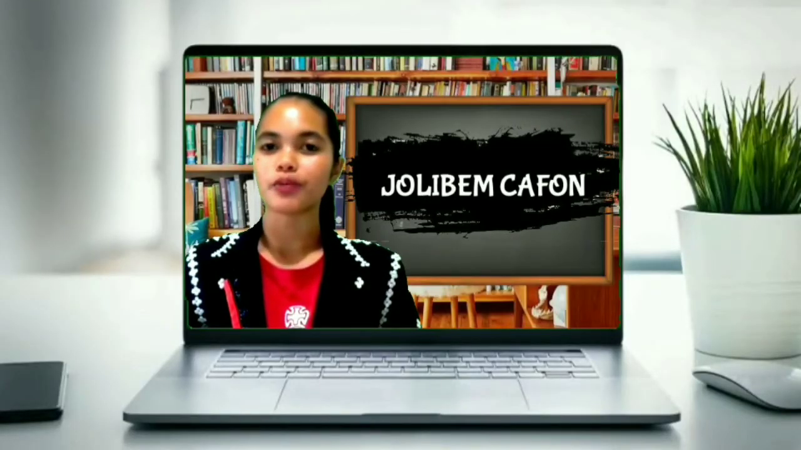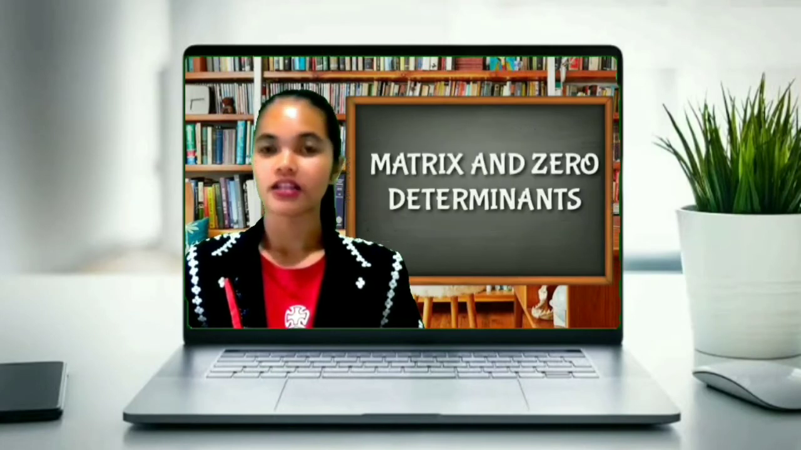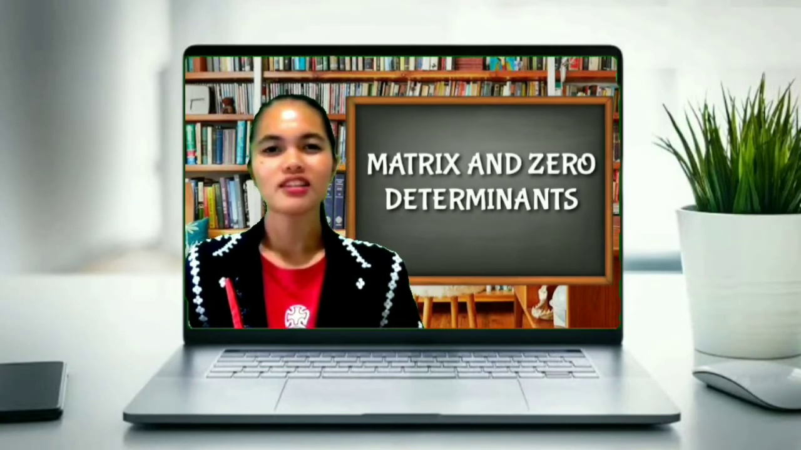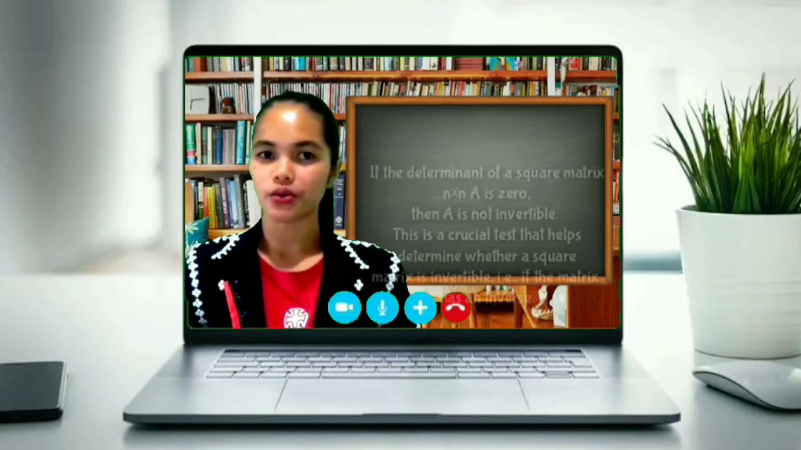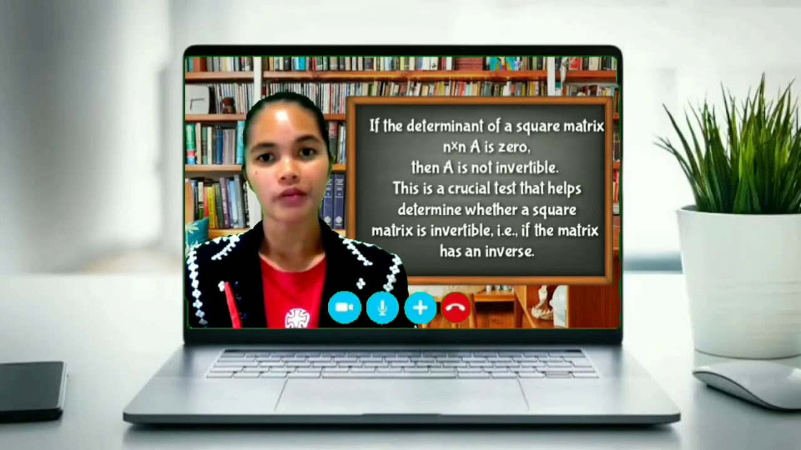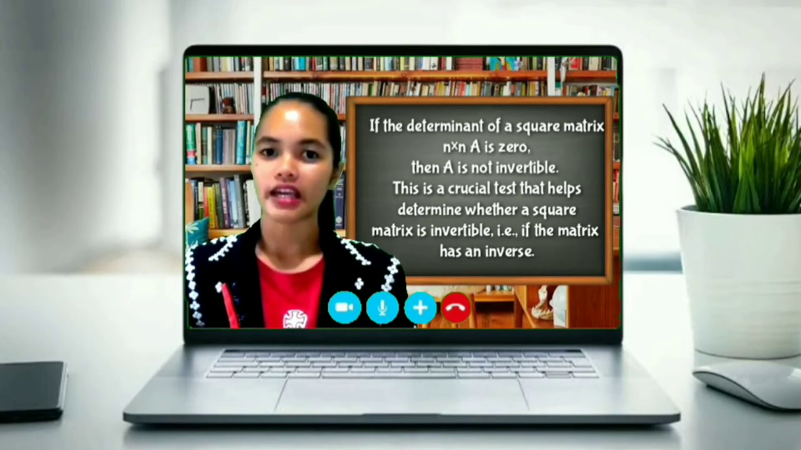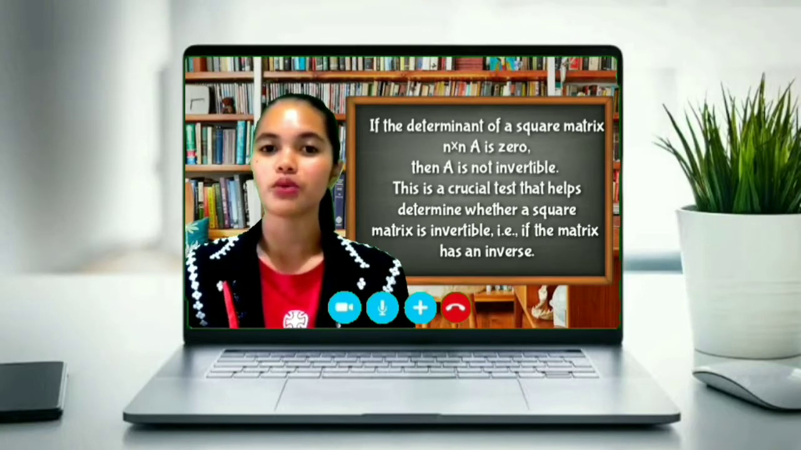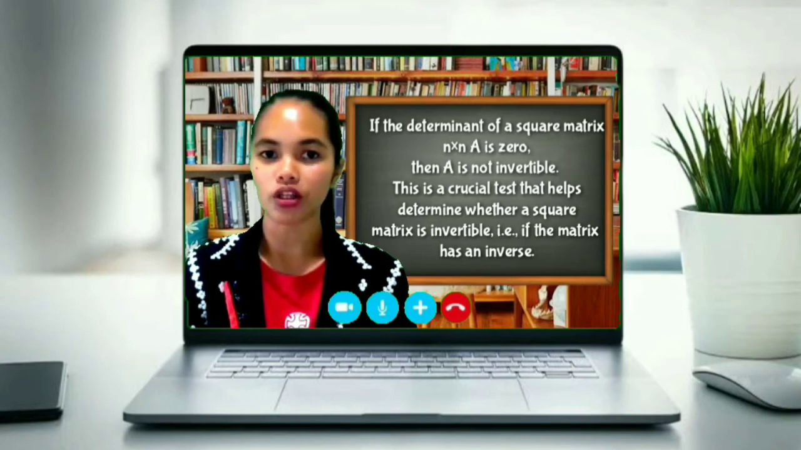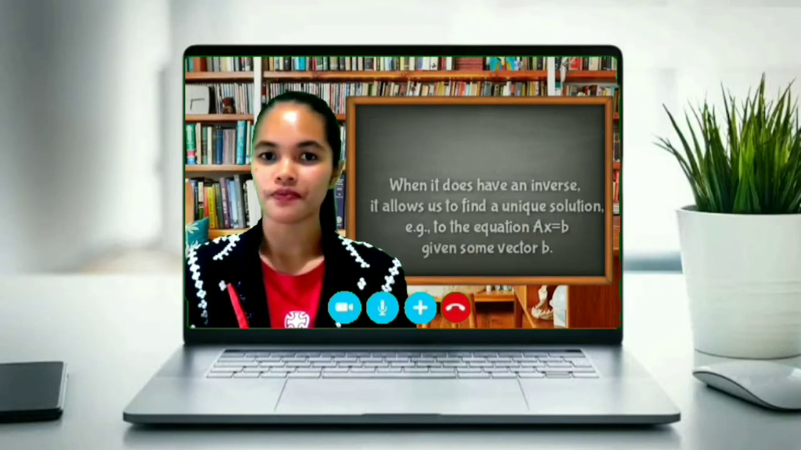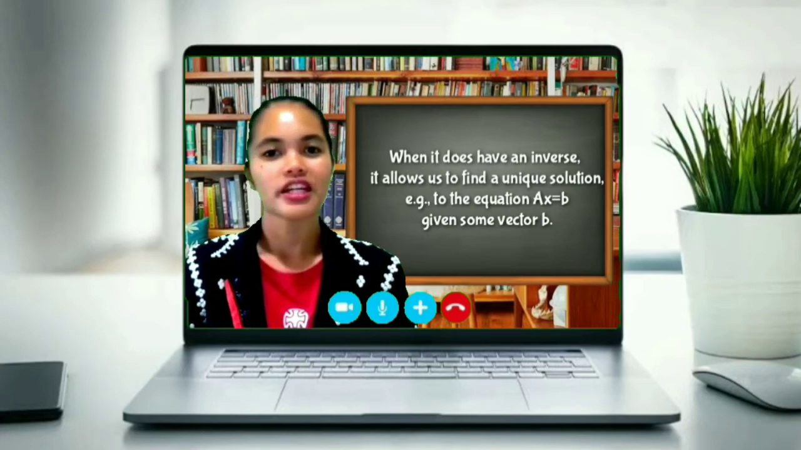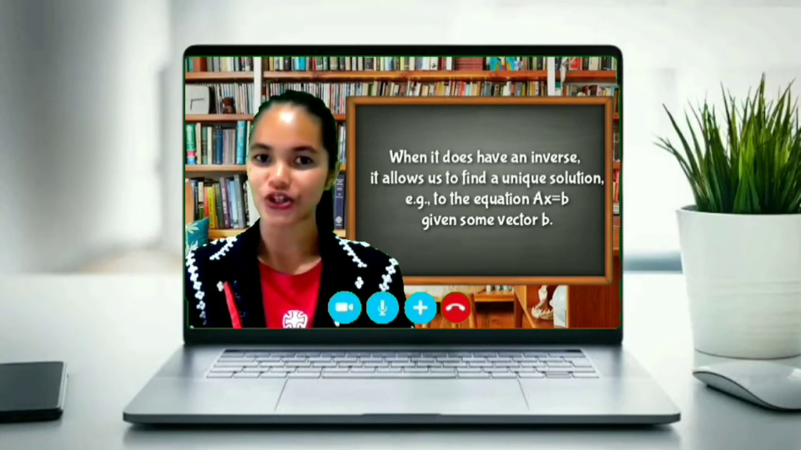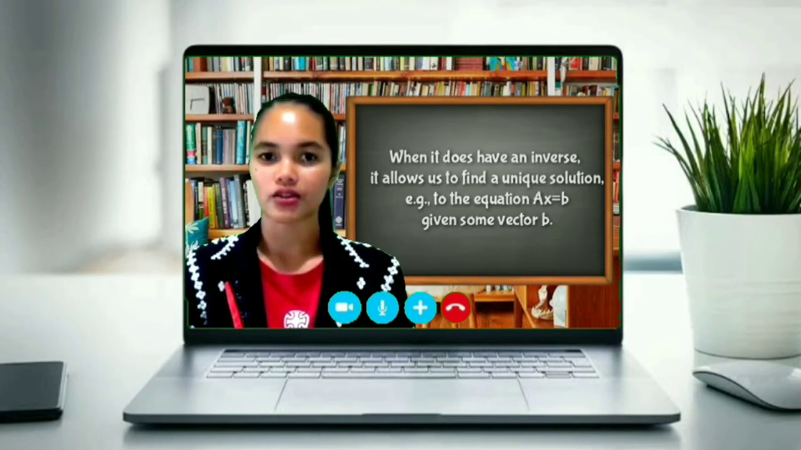Our task is to report about matrix and zero determinant. What does it mean to have a determinant of 0? If the determinant of an n by n square matrix A is 0, then A is not invertible. This is a crucial test that helps determine whether a square matrix has an inverse. When it does have an inverse, it allows us to find a unique solution to the equation AX equals B given some vector B.